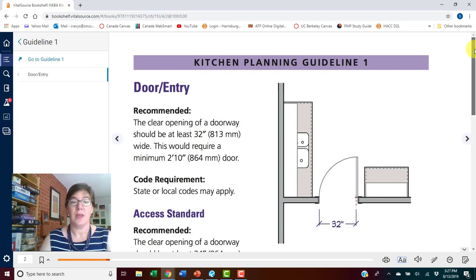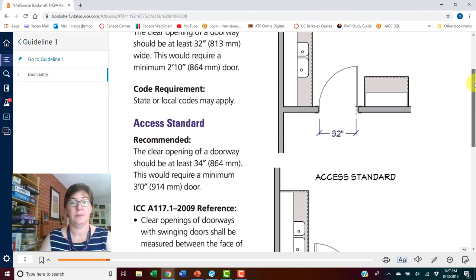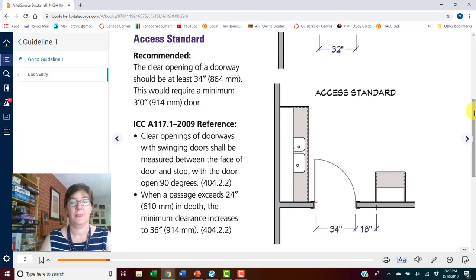Now, scrolling down, let's take a look at the access standards that go along with this guideline. In general, I'd like you to read through and study the access guidelines, but we're going to focus on the first part of each guideline until we hit, later in the semester, a whole section on accessibility and universal design. We'll come back and really study each of these guidelines with respect to their access standards.